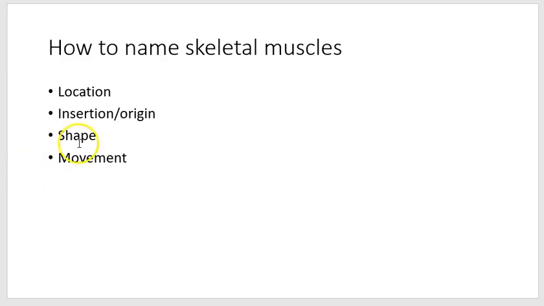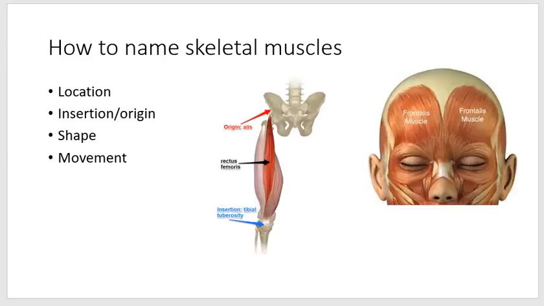We can also name it based on the shape or the type of movement that it does. So here we can see the location, frontalis muscle, or the frontal belly of the occipitofrontalis muscle, depending on how you want to talk about it. We're just going to call this the frontalis muscle. It's found on the frontal bone. Here you have the rectus femoris. Femoris, because it is found in the femoral region, or above that femur.